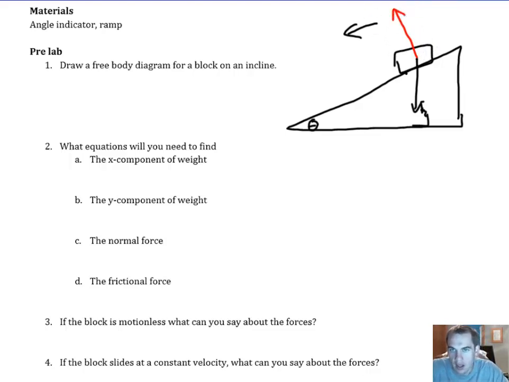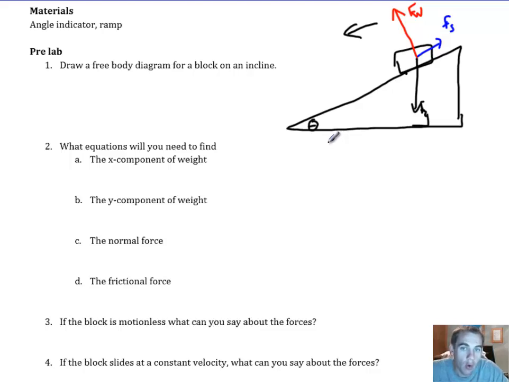And then the frictional force always opposes motion. So this is the normal force. The frictional force, since it's opposing motion and this block is trying to slide down the incline, is up the incline, and it's static friction if it's the one that's going to be overcome to just start the block moving.